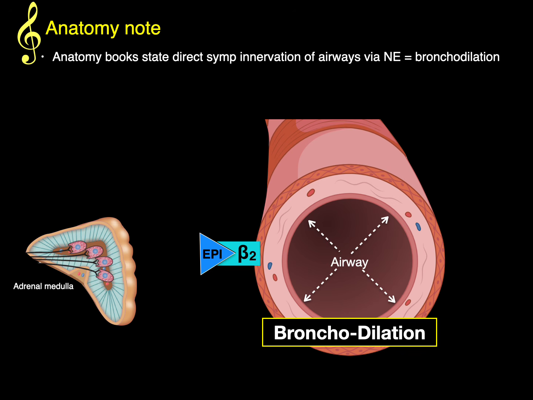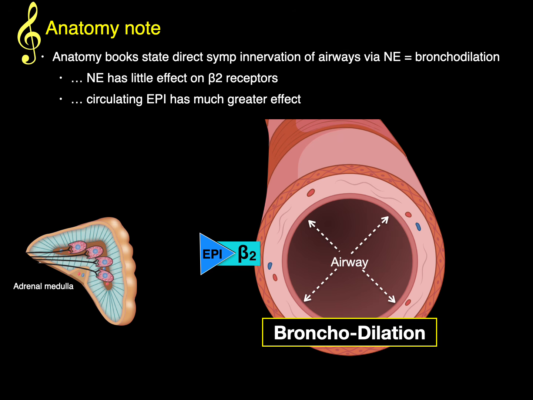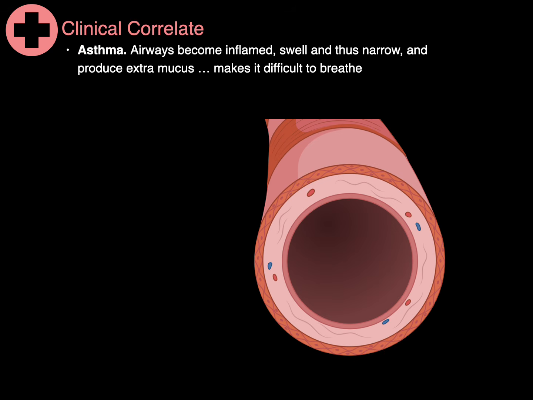Like anatomy textbooks say it, my anatomy big picture textbook says it, and I just said it a few seconds ago in this video. But come to find out, that's not necessarily really true because norepinephrine has very little effect on beta-2 adrenergic receptors. It's the circulating epinephrine from the adrenal medulla that has a much greater effect. I mention it because every book puts it, but to be honest, it doesn't really do much. It's the epinephrine from the adrenal medulla that causes bronchodilation.